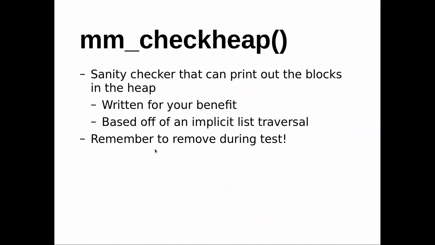Another important thing you might want to implement inside of your memory allocator is a check heap function. This is a sanity checker that can print out the blocks in your heap. And you can implement this method to basically debug your heap implementation as errors occur. And remember to just remove this function during testing or submission.